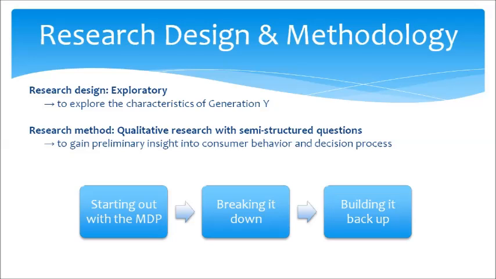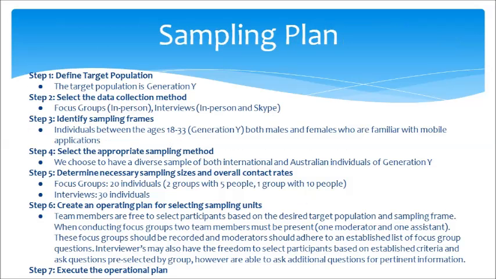the management decision problem. The first step in creating a sampling plan is to define the target population, which we established in our marketing research problem as Generation Y. The second step is to establish the data collection method, for which we used focus groups and interviews. The third step is to identify the sampling frame, which we defined as individuals between the ages of 18 and 33, both females and males, who are familiar with mobile applications.